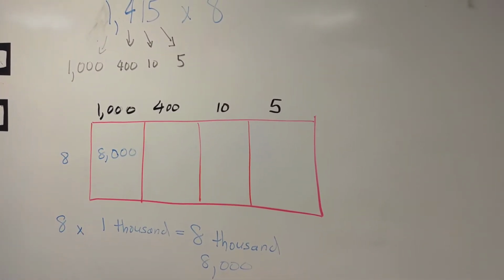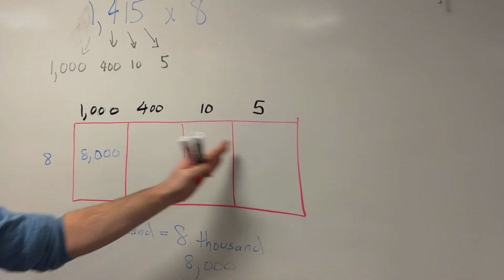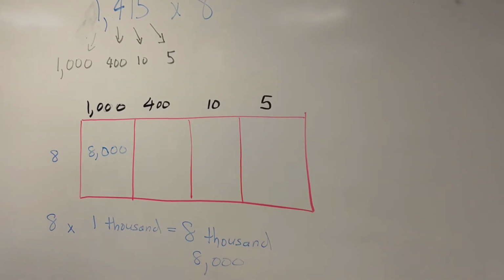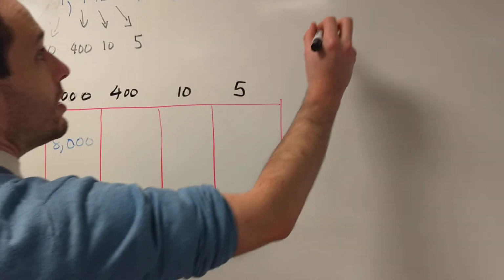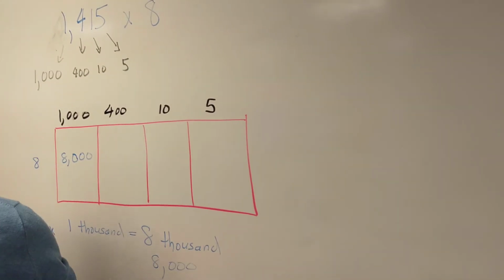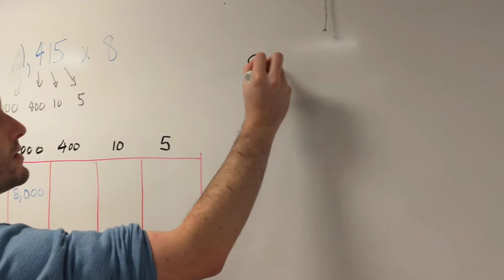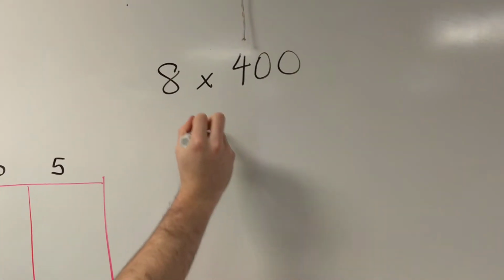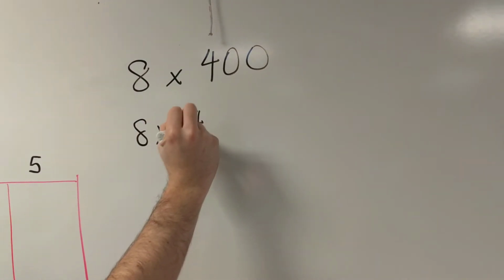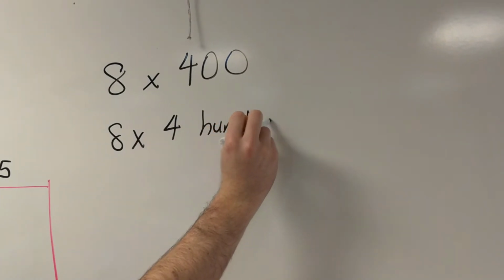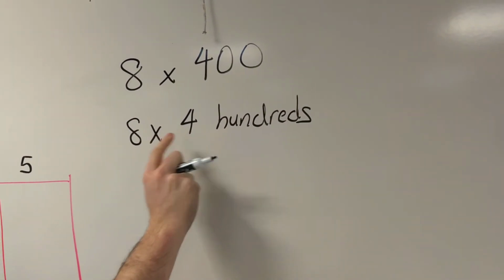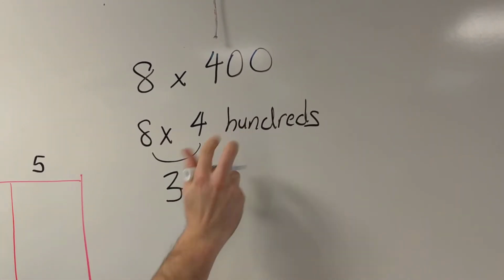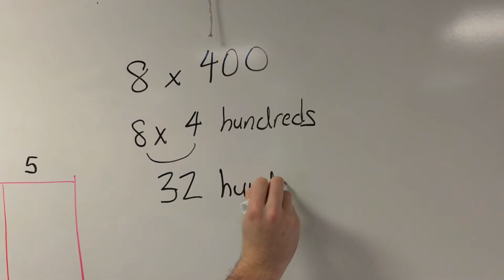Now I'm going to do the same thing with each of my next boxes. My length is 8. My width for this one is 400. So let me write that over here. 8 times 400. I know what 8 times 4 is. That's 32. And I just bring down my hundreds, 32 hundreds.